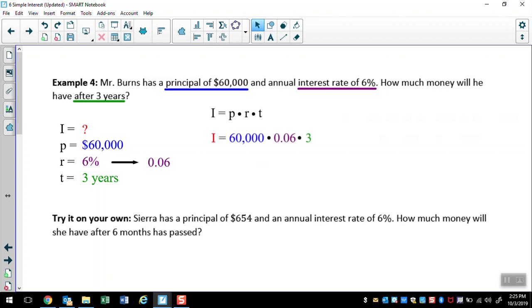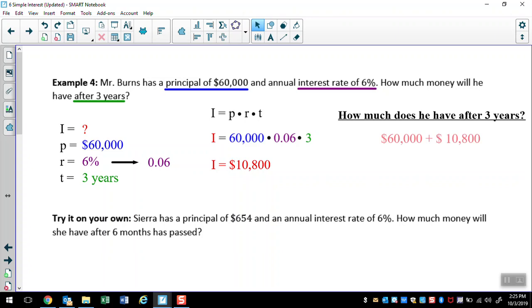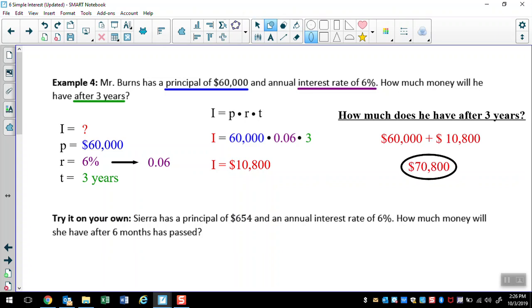Now I can substitute, I can do my math, and we end up with $10,800 earned in interest. All right, so now they want to know how much money will he have after 3 years. So again, this is just the interest he's earned in addition to his principal. Well, we're going to take our principal and we're going to add onto it his interest earned. And we end up with $70,800. And then remember to circle your answer.